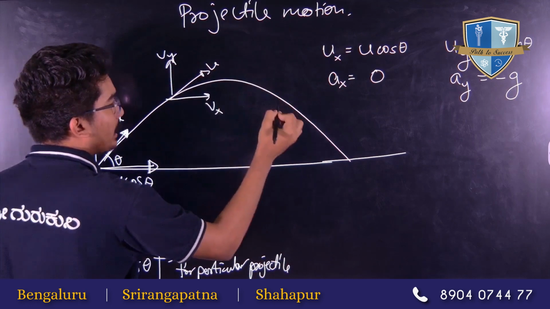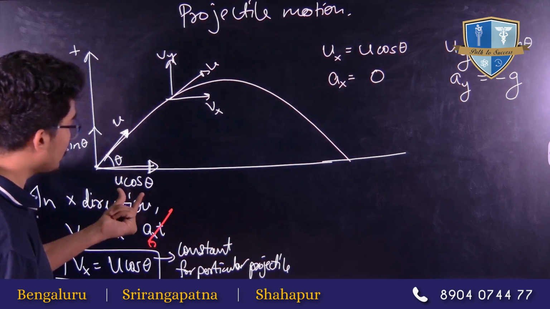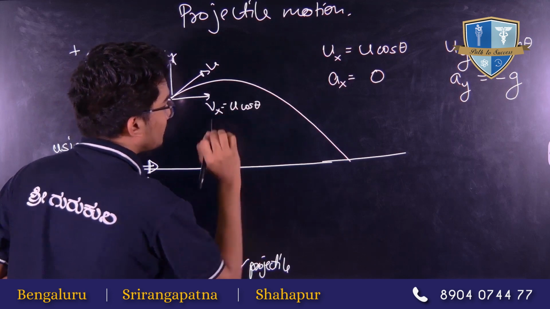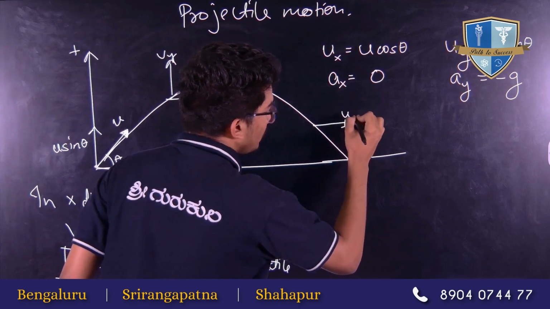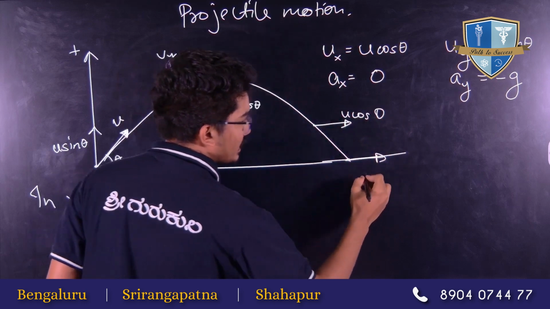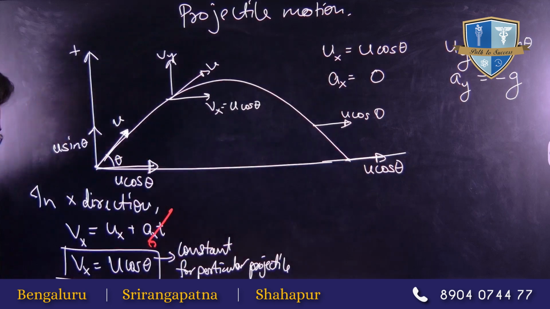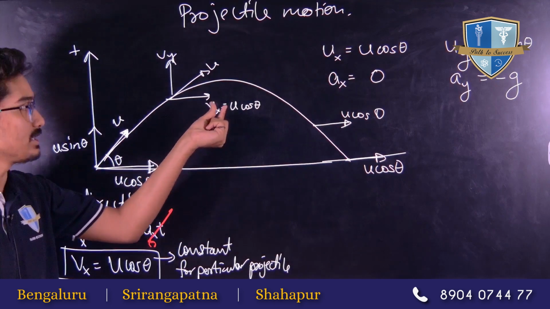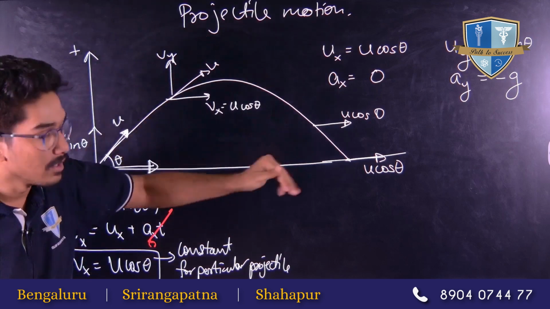At any point, if you find the x component, you will find the same value, which is u cos theta. No matter which point, at this point as well, velocity in this direction will be u cos theta. At the final point again, if you calculate velocity in x direction, it will be u cos theta. Understood? So velocity in x direction does not depend upon time; it only depends upon the initial value and theta. And for a particular projectile, it will remain constant.